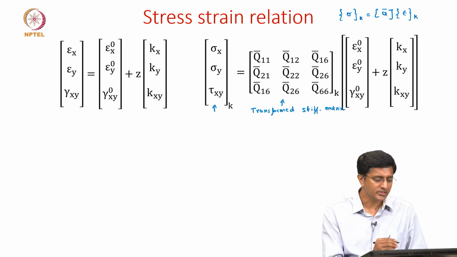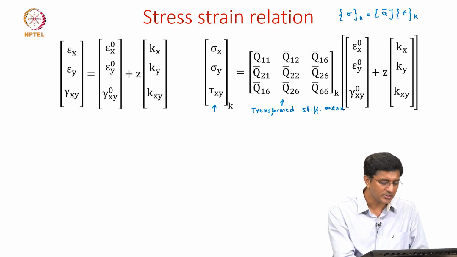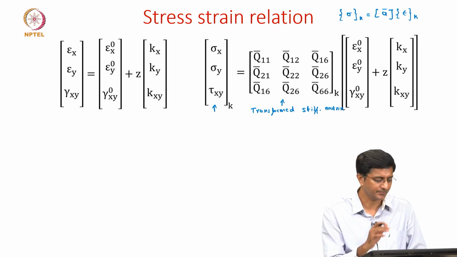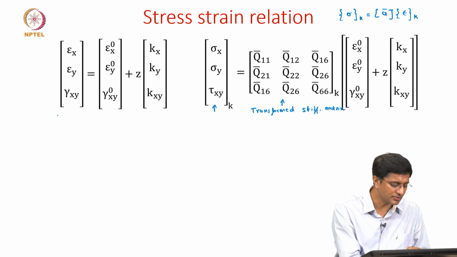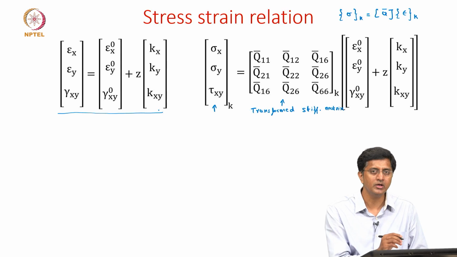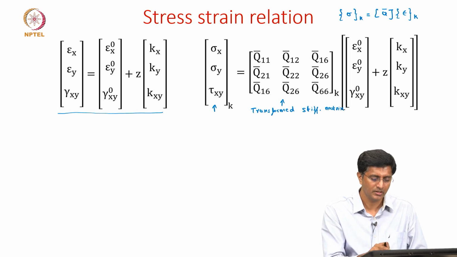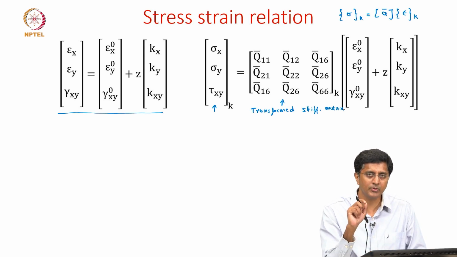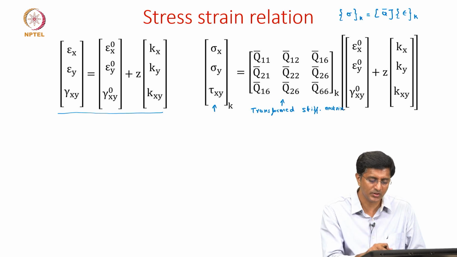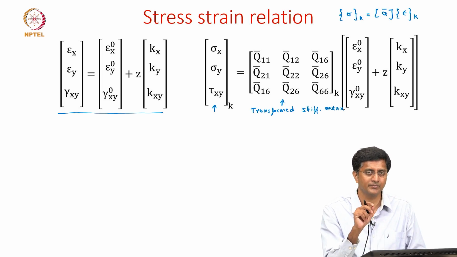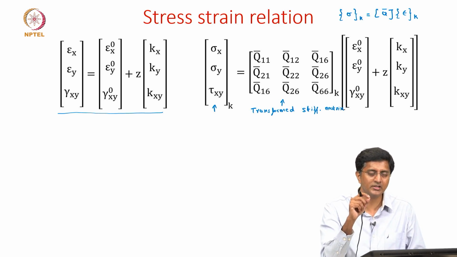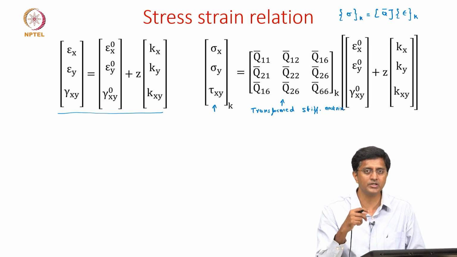So there is a small difference between the way we look at the strain relations versus the stress strain relations. The strain relations are applicable for the whole laminate, so across the complete thickness of the laminate. But the second expression is only applicable within each lamina. The reason is that this stiffness matrix we are writing here is only for the kth layer. If you go to the k plus 1th layer, you will come up with a new stiffness matrix, because it might have different material properties and different orientations. So the stiffness matrix will change.